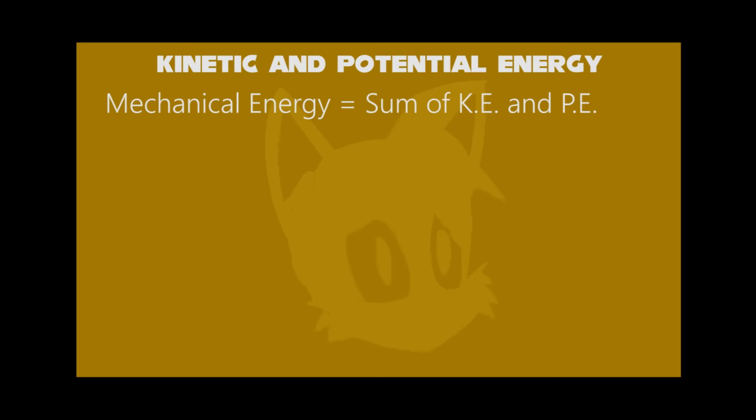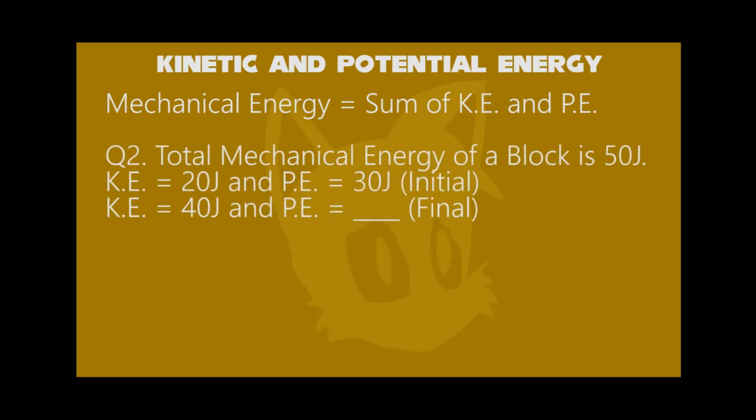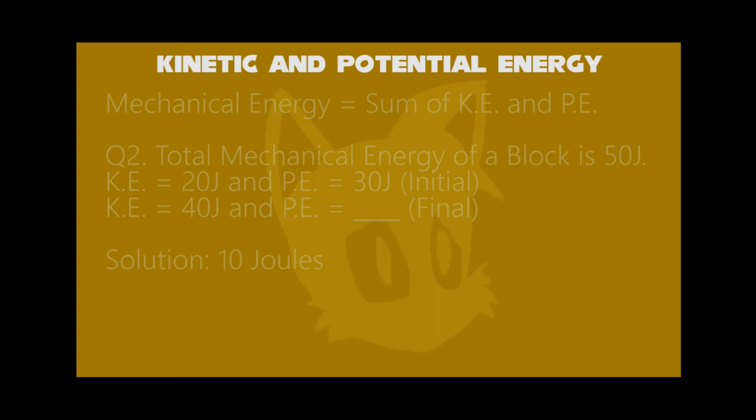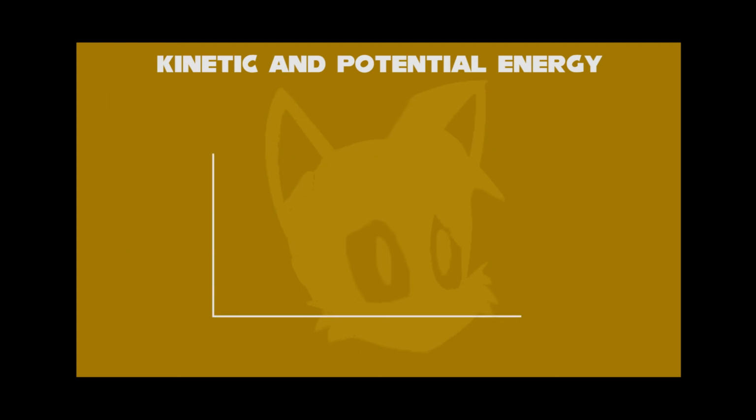I'd like to give you another question. The total mechanical energy of a block is 50 joules, when the kinetic and potential energy are 20 and 30 joules. If the kinetic energy is 40 joules, what is the potential energy obtained? It's very easy to identify. It's 10 joules.